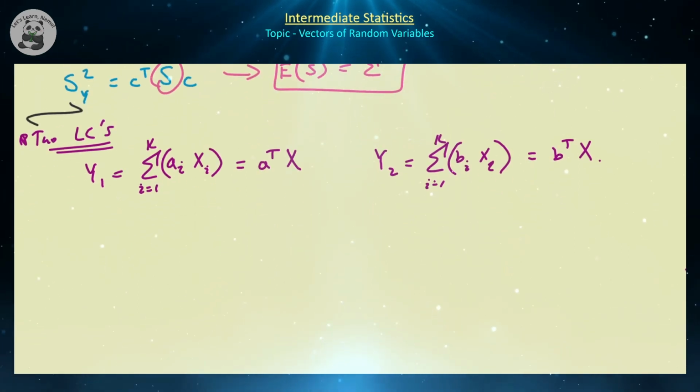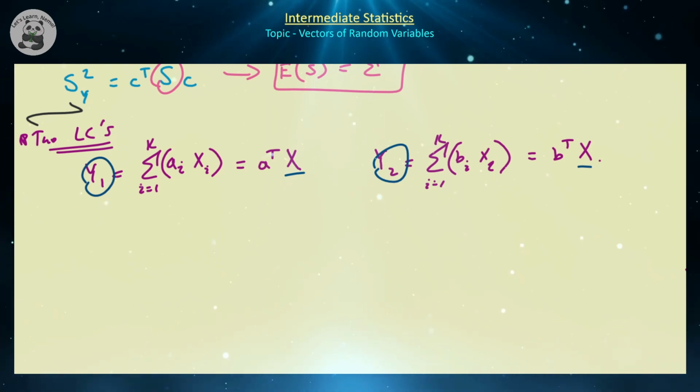And let's assume that we want to analyze the relationship between these linear combinations, which is actually perfectly okay. Because if x is a random vector, obviously y1 and y2 will be random variables as well. Therefore, we should be able to consider the covariance between them, just like we did with the random variables x1 and x2, for example.